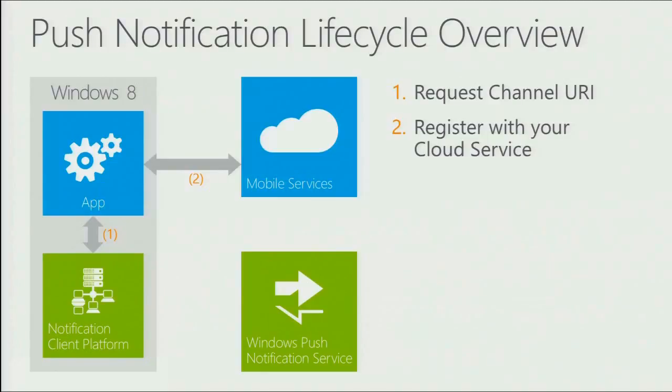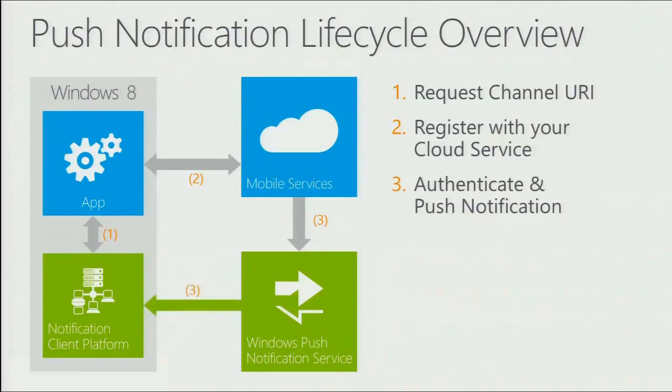So to send the push notification, our mobile service needs to grab that channel URI, authenticate against the Windows Push Notification Service, otherwise known as WNS, and then send a notification payload. And that payload will describe, say, a tile update, a badge update for the tile, or even a toast notification. Once we send that to WNS, it will go off and deal with delivering that notification to the appropriate client, and the notification client platform will deal with the complexities of rendering that update on your UI. And that's in essence the push notification lifecycle.